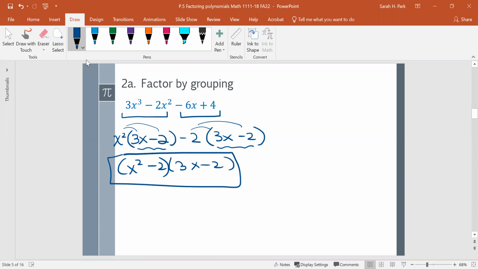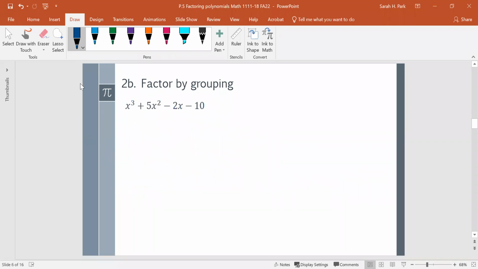We broke it down, and you can check by FOIL. If you haven't watched that recording, you can go ahead and watch the recording for polynomials to go over the FOIL process. Let's go over factoring by grouping again, another example. The more examples, I think the better.